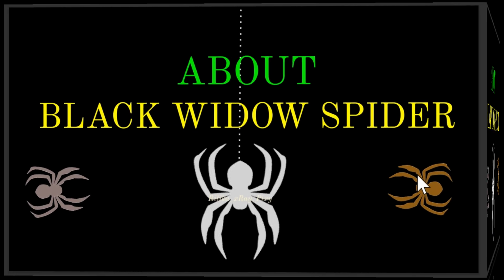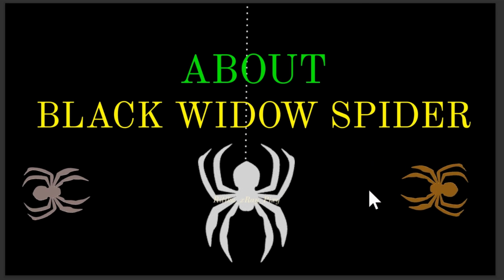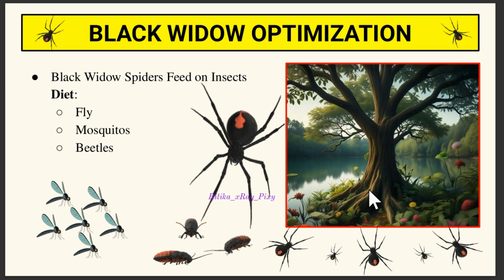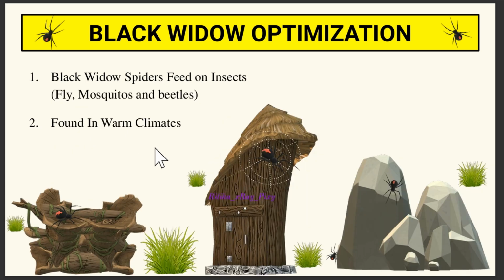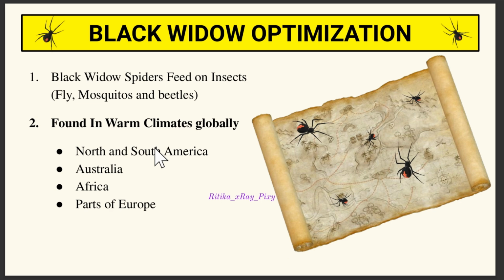Now first we will discuss black widow spiders. They play a very important role in maintaining the balance of the ecosystem because they feed on insects and control the pest population, and they often build irregular sticky webs close to the ground to trap their target. After injecting the prey with venom, the spider consumes the liquefied tissues, and their diet includes flies, mosquitoes, beetles, and others. They are found in warm climates in North or South America, Australia, Africa, and parts of Europe.